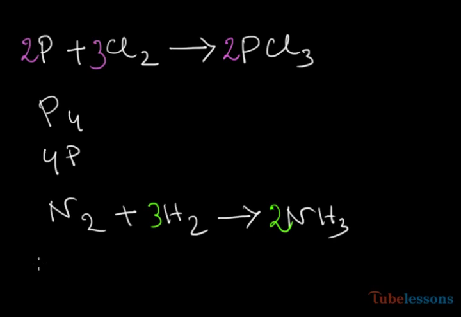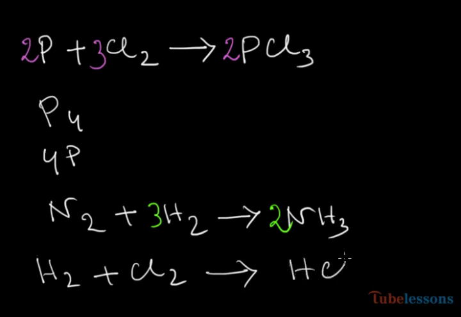Let us consider another reaction. Reaction between hydrogen and chlorine to give hydrogen chloride. Hydrogen plus chlorine gives hydrogen chloride. In the left hand side, the number of chlorine atoms is 2 because in the left hand side a molecule of chlorine is written.